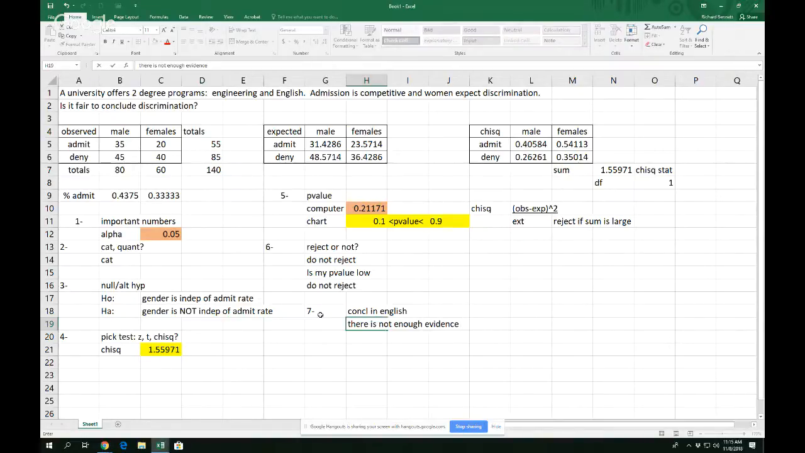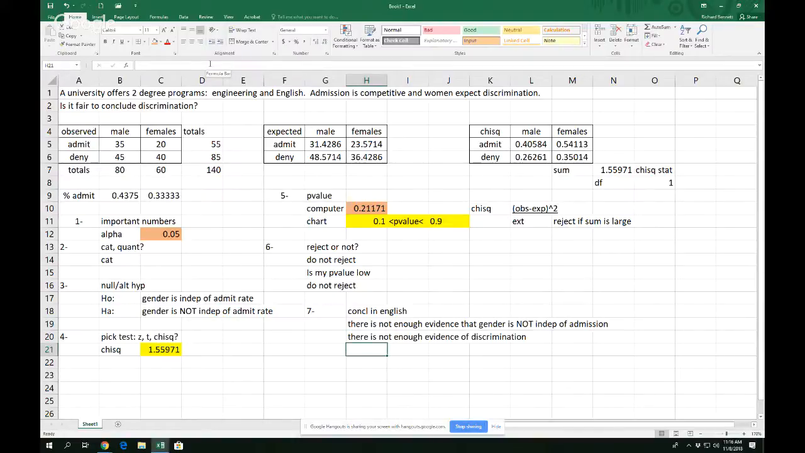What does your null say? There's not enough evidence that gender is not independent of admission. Or to better answer the question, is it fair to conclude discrimination? Yes. No. There is not enough evidence of discrimination.